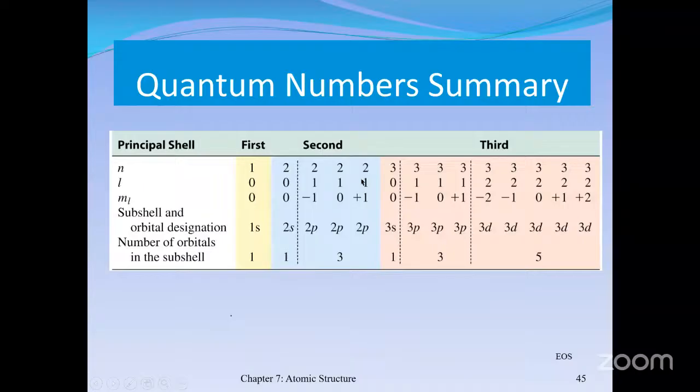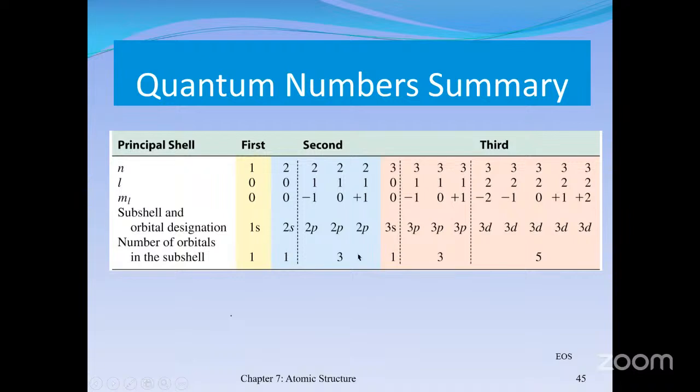Now, over here, we have 3 possibilities where L is equal to 1, right? So that means that in this case, there are 3 possible p orbitals. So in the case of L equal 1, you can have -1, 0, +1, which would represent the individual p orbitals. And therefore, the designation here would be 2p. And there are 3 of them, right? So that's basically what happens in the second shell.